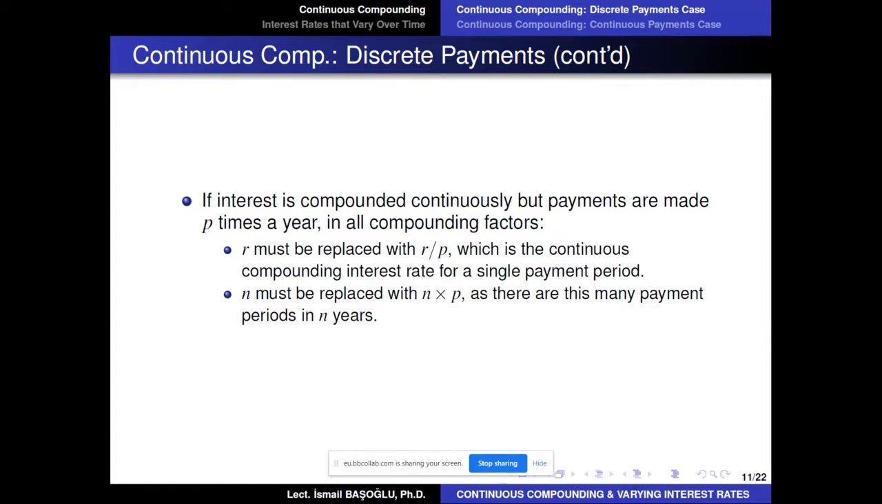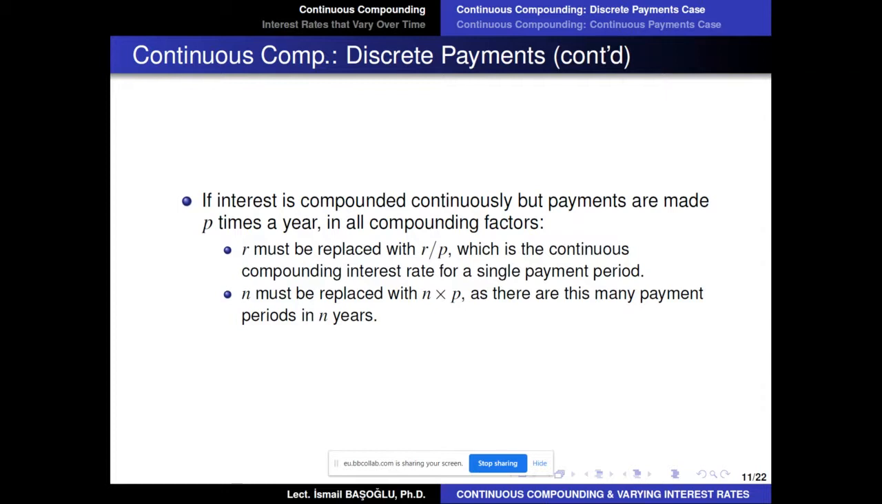Now, up to this point, in the problems that we have solved, the compounding was occurring continuously. However, the payments were made at annual time points. So only end of the year payments were considered in the problems. Now we are going to consider discrete payments again. However, this time the payments are going to be made in different periods than years.